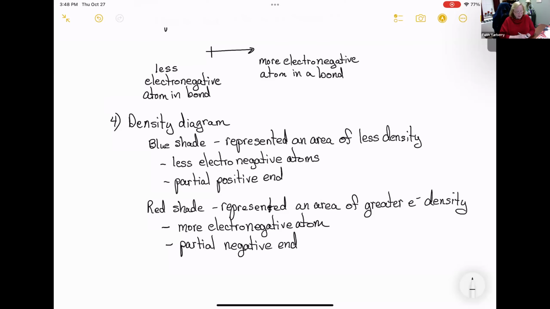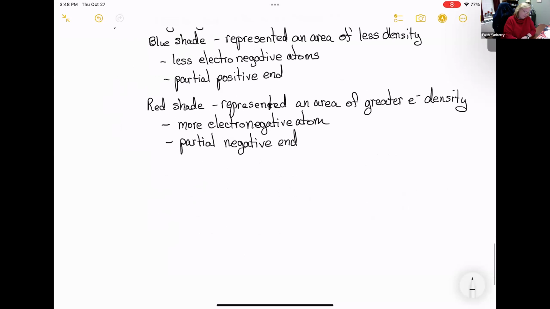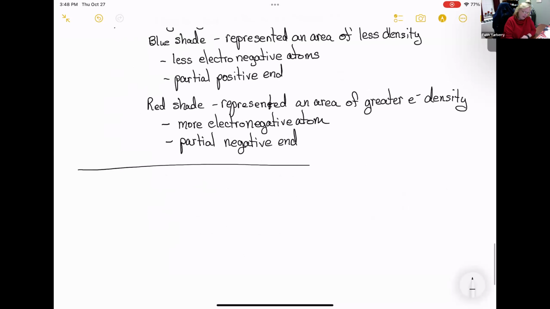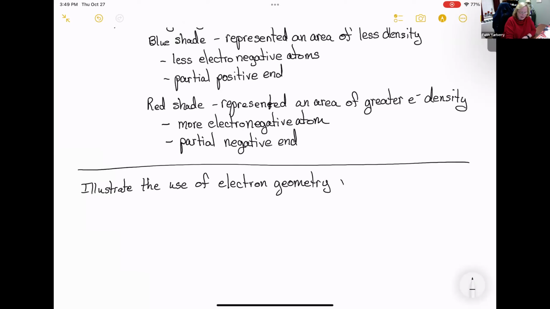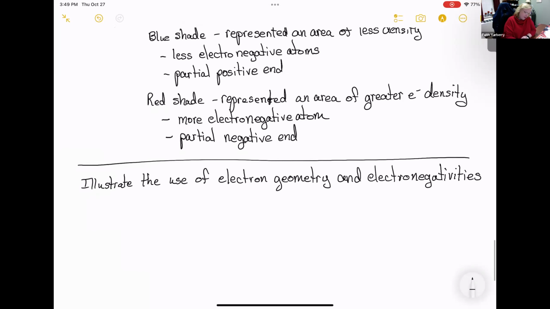So let me just illustrate, before I give you a bit of a break, the use of electron geometry and electronegativities to determine the polarity of the molecule.